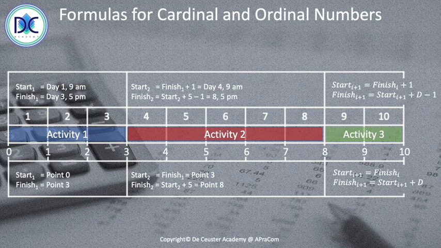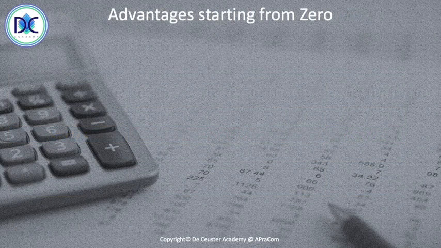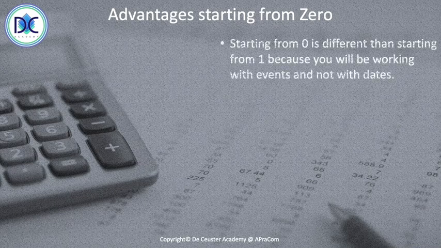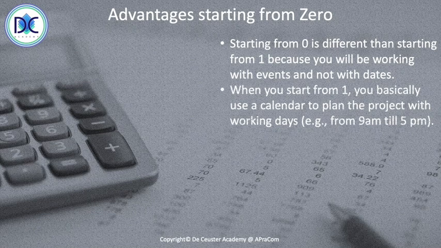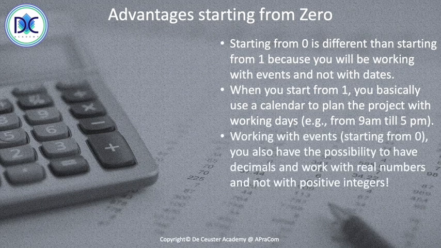Calculating from 0 has some advantages. Let's say we are working with events and basically not working with dates. When you start from 1, you're using a calendar to plan the project, and you say that you're working on the working days from the start of the day till the end of the day, for example, 9 a.m. till 5 p.m. When we work with events starting from 0, you also have the possibility to have decimals and work with real numbers, and not only with positive integers.